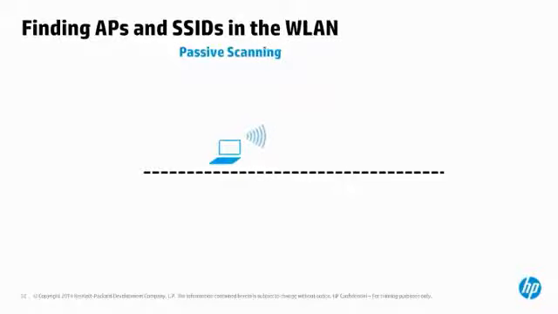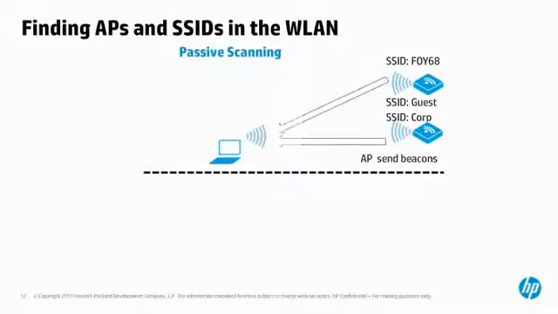The first step in getting connected to a WLAN is discovering what APs and SSIDs are available and within range. To do this, endpoints use either passive or active scanning. With passive scanning, endpoints rely on AP beacons. Every 100 milliseconds or so, each AP transmits a beacon frame. This management frame includes information to help the station connect. This includes a list of supported and mandatory data rates, encryption requirements, and most importantly, a list of supported SSIDs.